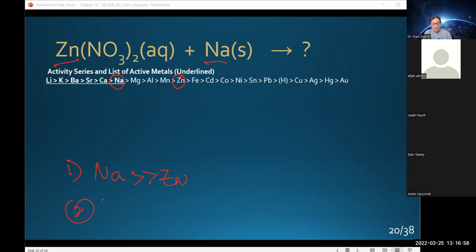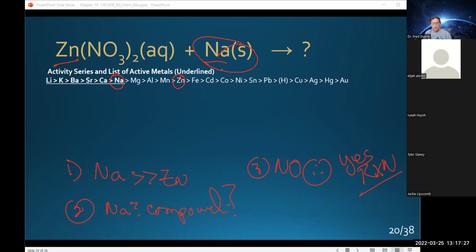Number two, sodium, is it a compound? Is the question. Is the most reactive metal in compound form, based on the reaction? Here, it says no, because it's in elemental form, which implies yes for reaction. And now what we do is we switch partners. So zinc, which is in compound form, goes into elemental form, okay? And now sodium goes into ionic form.